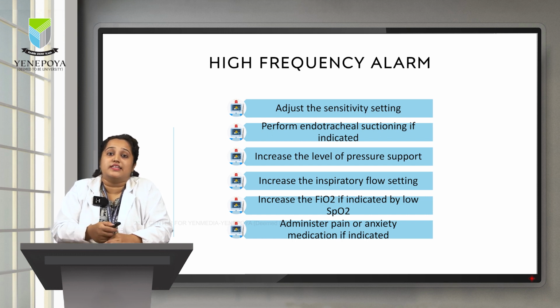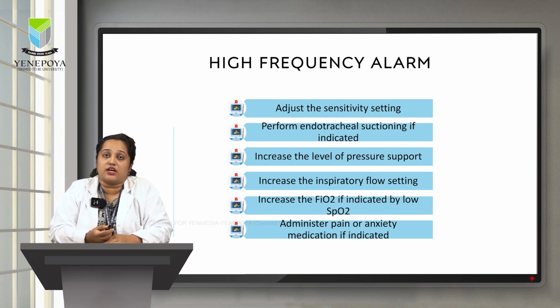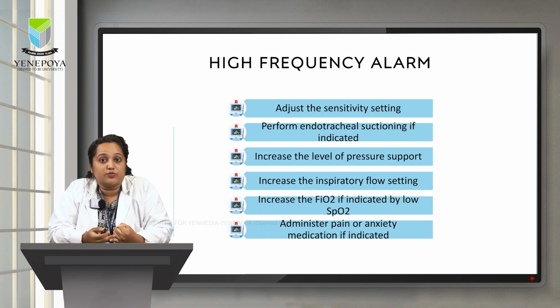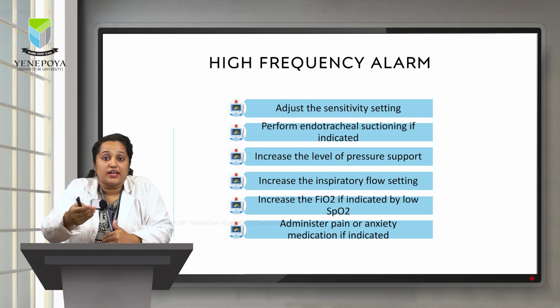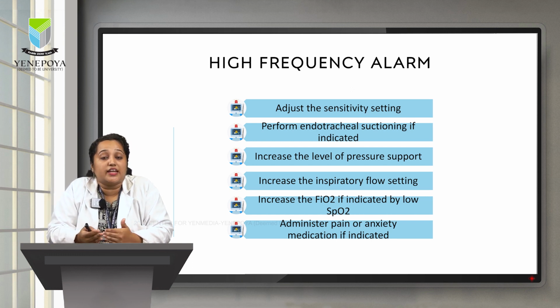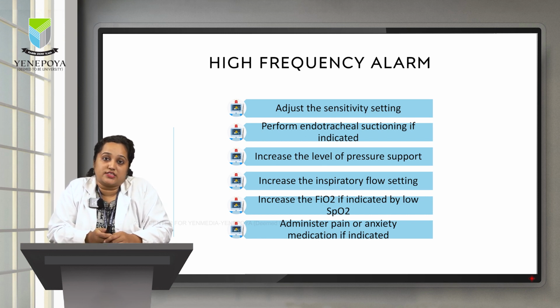So what all things can be done to troubleshoot the high frequency alarm? Check the sensitivity setting, whether the trigger sensitivity is set properly or not. If adequate trigger is not set, that means if the patient needs 1.5 ml but you have set maybe 2 or 3 ml, it is very high for the patient and it will cause fatigue. So check the sensitivity. Perform endotracheal suctioning if indicated, that is if there is obstruction due to secretions, perform suctioning. Increase the level of pressure support.